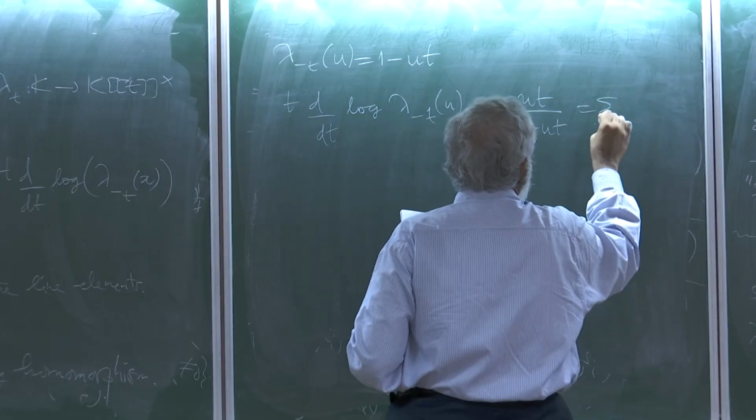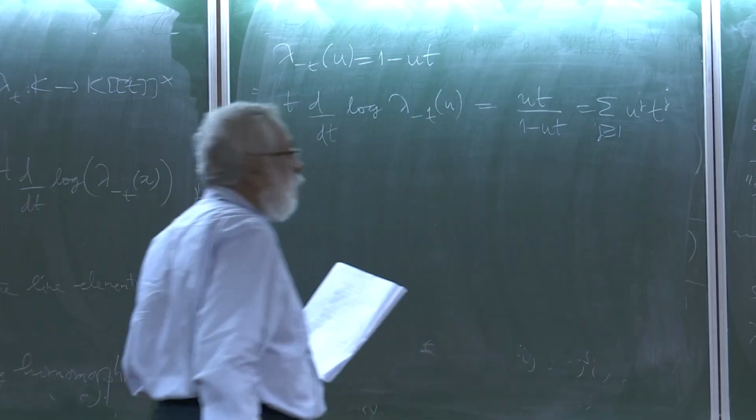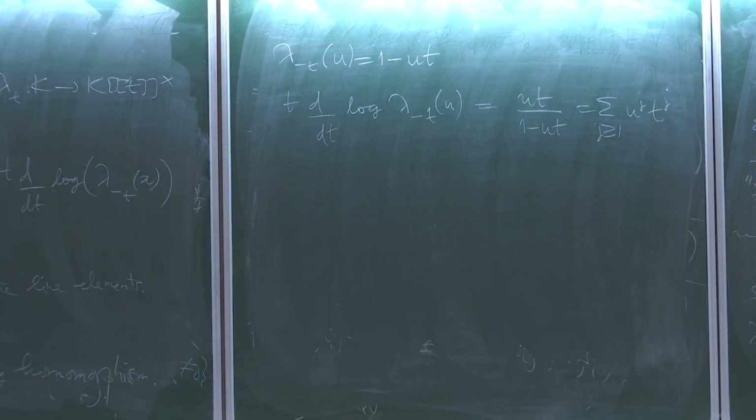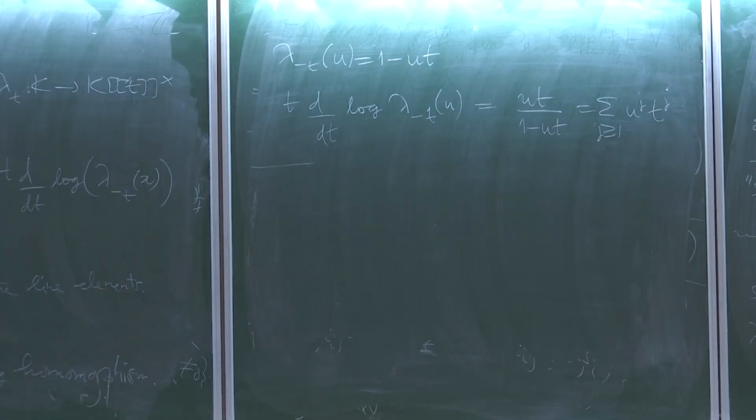which is the sum over j greater than or equal to 1 of u to the j, t to the j. And then I added the epsilon there, so I got the 0th power of the 1. Yeah. Okay? Psi 0 is 1.